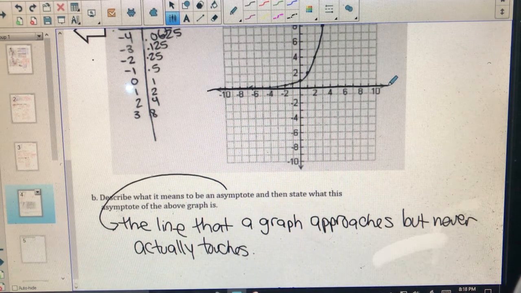But even though it's my x-axis, it's not where x is 0, it's where y is 0. It's going through this y value of 0. This is where y is 0, and it's going through that. The equation of this line is y equals 0. And that's your asymptote.